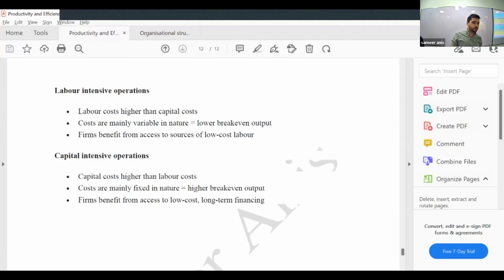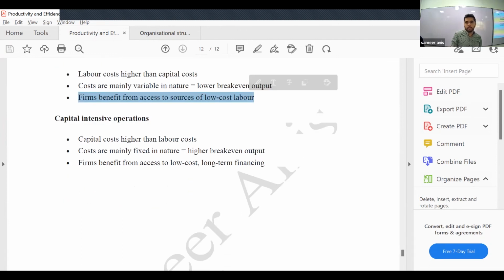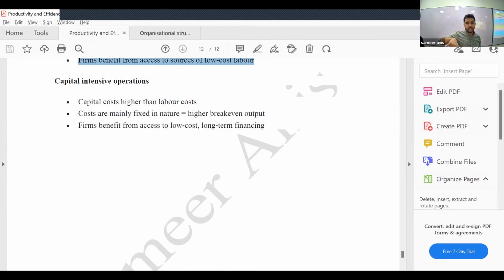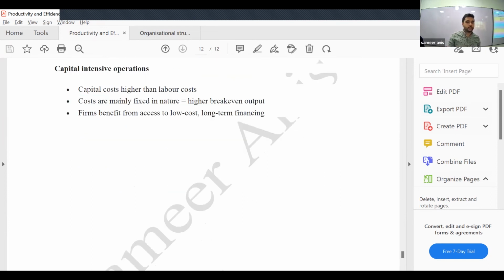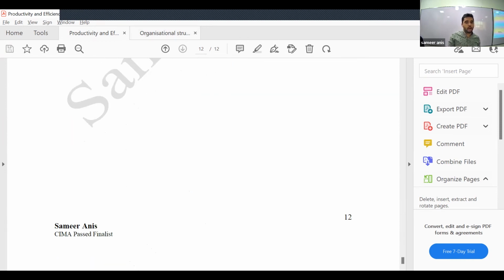Guys, key differences between the two: labor intensive, the labor cost is higher than machinery cost, obviously. Labor cost is generally variable in nature. That's also easy. And if you locate in a low cost labor area like China, you can benefit from low labor cost gains. Capital intensive, obviously your machine cost is greater than labor. Maintenance cost is generally fixed. And if you can get a long-term cheap loan to buy the machinery, then it should be fine. Clear. We are done with this particular tute as well, guys.